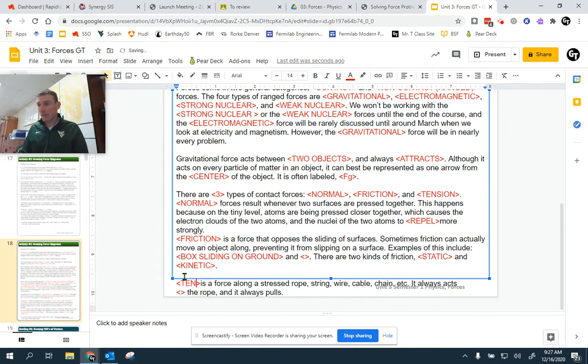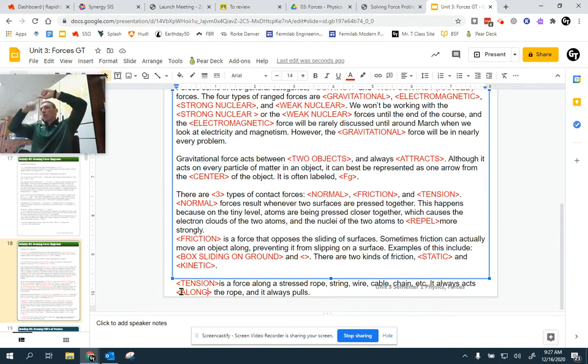All right, and the last one is tension. It always acts along the rope and it always pulls. If we have something that's hanging, the tension force is in that rope or string or whatever it is, and it's always pulling. If you've got an object hanging from a string, the string is always pulling along the string. So even though gravity might be pulling it down, the line is pulling it back up. That's what that means.